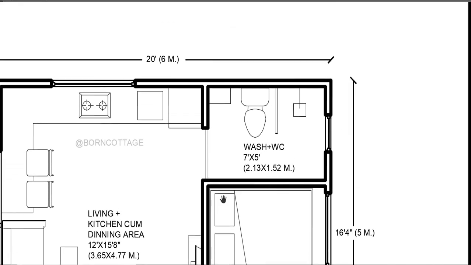After that we will go inside. So on the right side we have common use washroom plus water closet. You can see here the wash basin, water closet and the shower area, and we have ventilator for ventilation of this washroom. So this is the floor plan of the house you are watching on the screen.